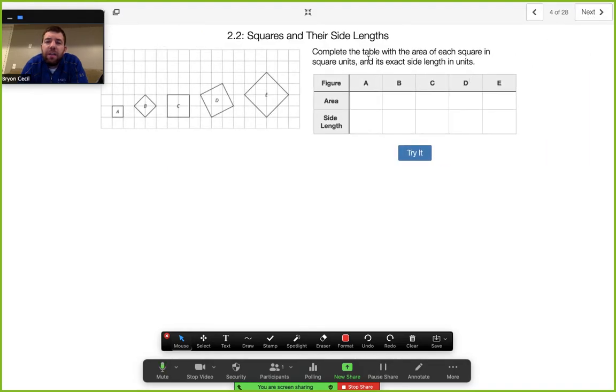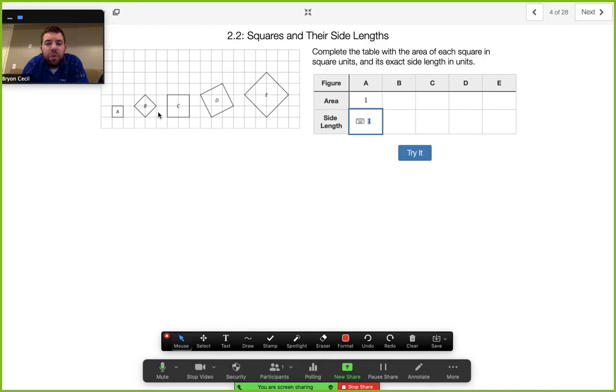Okay, now let's complete the table for the area of the square and the units. We see here that the side length is 1. So what is 1 squared? 1. Now we know, with this one, it's my hypotenuse here.